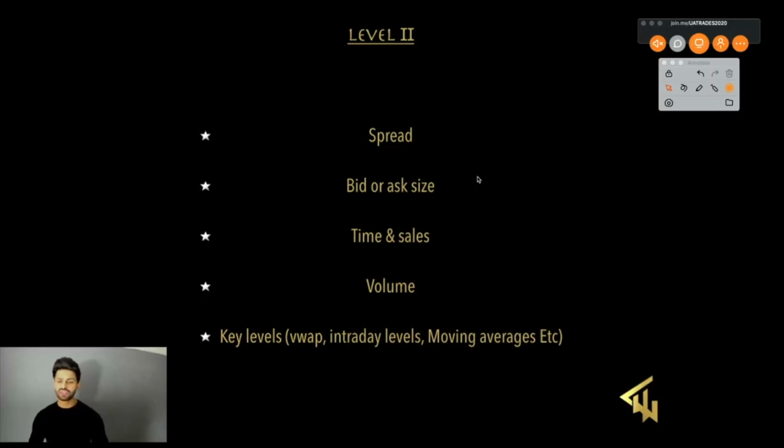Now, some of the things that you need to understand are the spreads. I'm going to break that down in the next video. The bid or ask size. You also need to understand how time and sales work, and volume. And level 2 cannot work without fully understanding key levels such as VWAP, intraday levels, moving averages, and so on. You need to be able to read all of that information to actually put level 2 together.